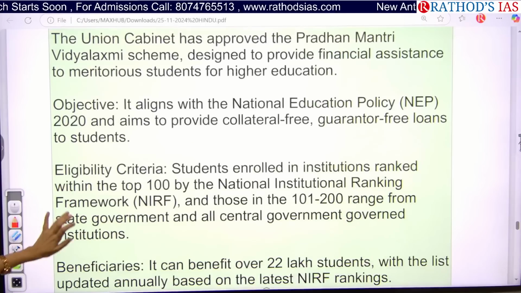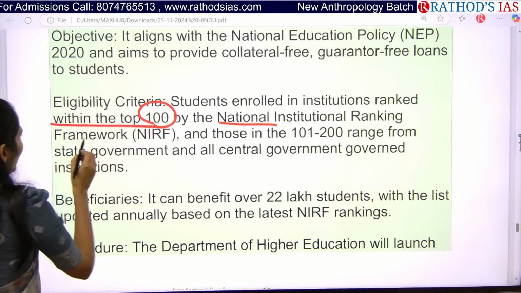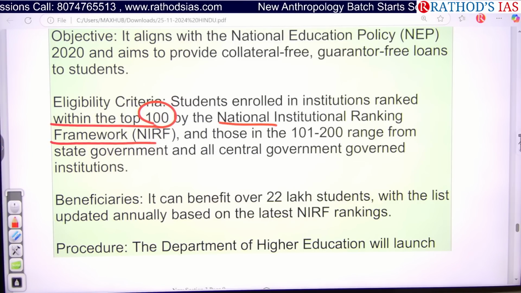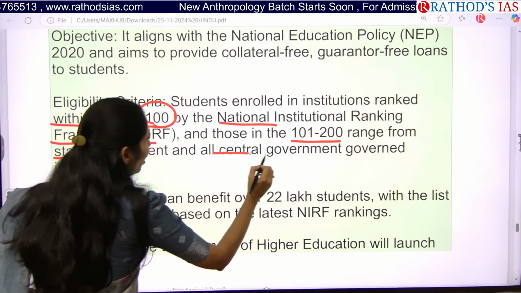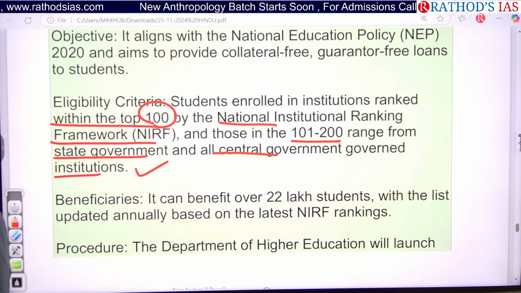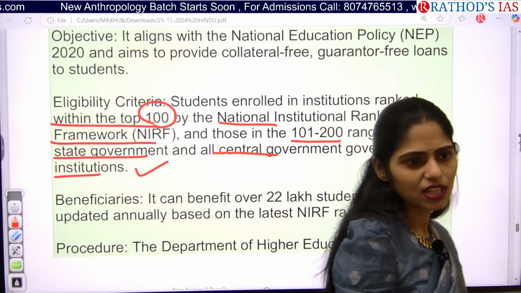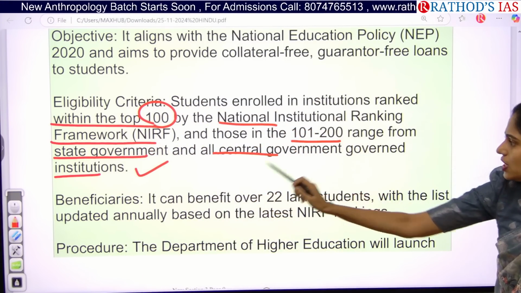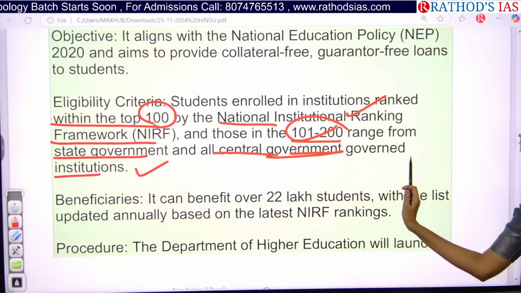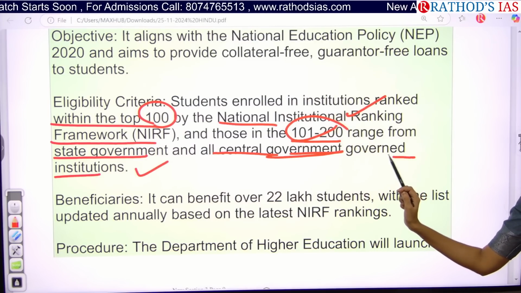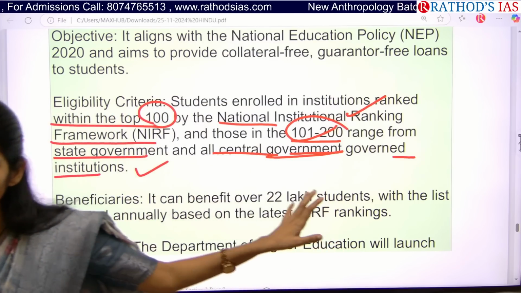Next, students enrolled in institutions ranked within the top 100 by NIRF, the National Institutional Ranking, and those ranked 101 to 200 from the state government, and all central government institutions are eligible. Then what about other institutions? Is there any discrimination that we can see here? Yes. Only NIRF ranked institutions and top institutions of state and central government are eligible under this scheme, but not all. Because of this, there is also a challenge of discrimination. So that is one important thing.